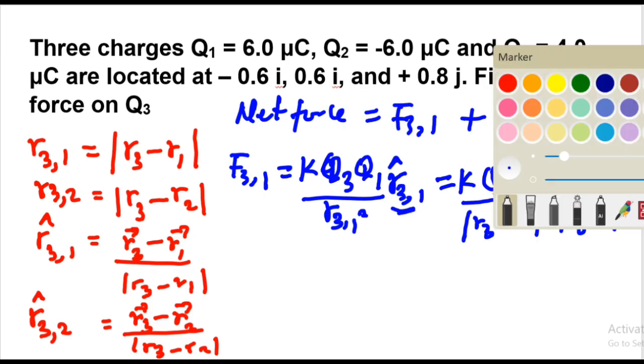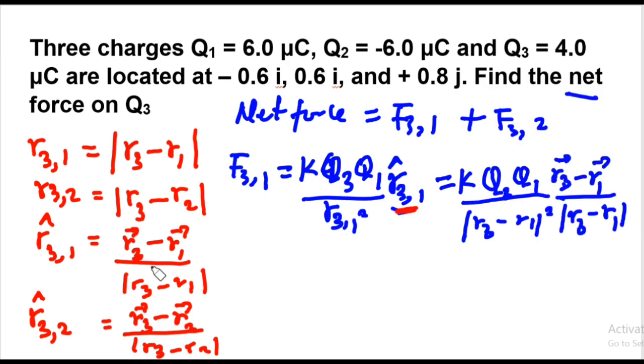Of course, remember that we've stated this earlier. So the unit vector in this direction is R31, which is R3 minus R1 over the magnitude. The magnitude R31 squared means we are squaring everything, so it will be this magnitude squared. Going further to solve this, the K constant is given as 9 times 10 raised to the power 9 newton meter squared per coulomb squared, so we shall be utilizing this.